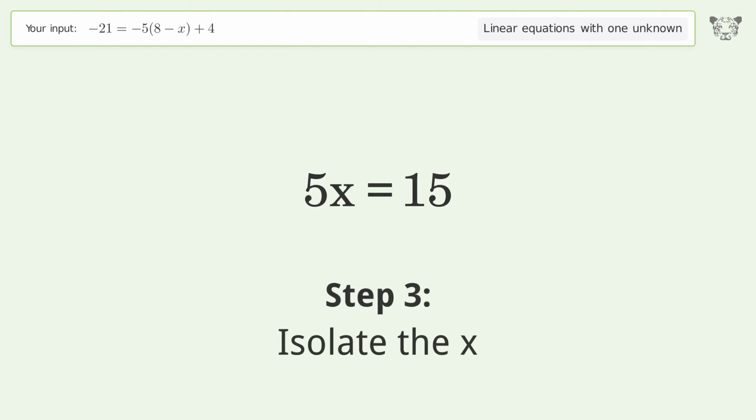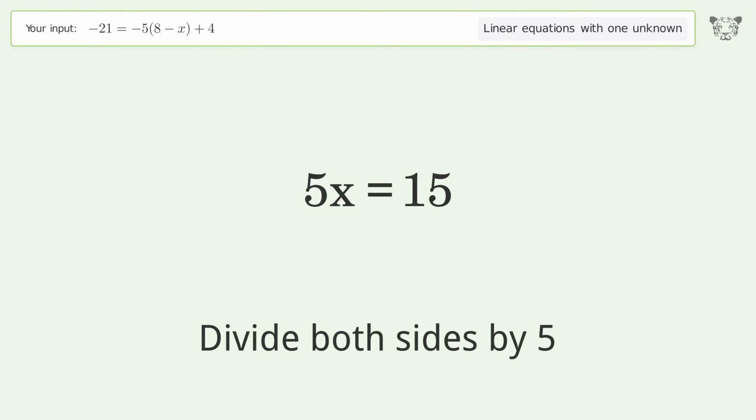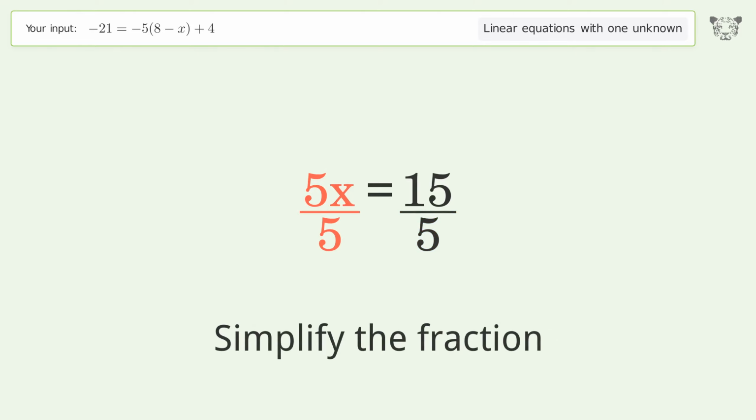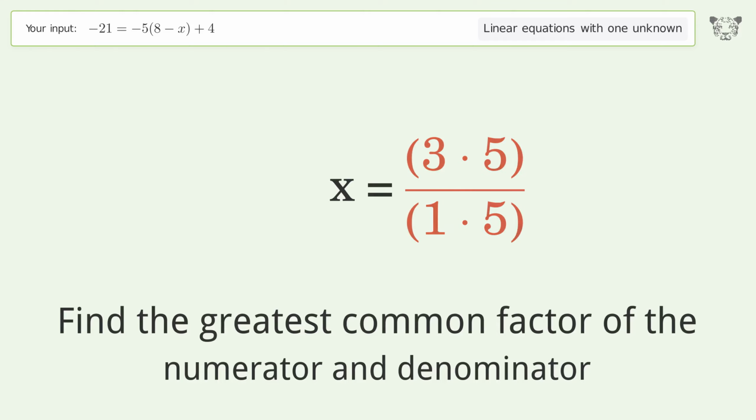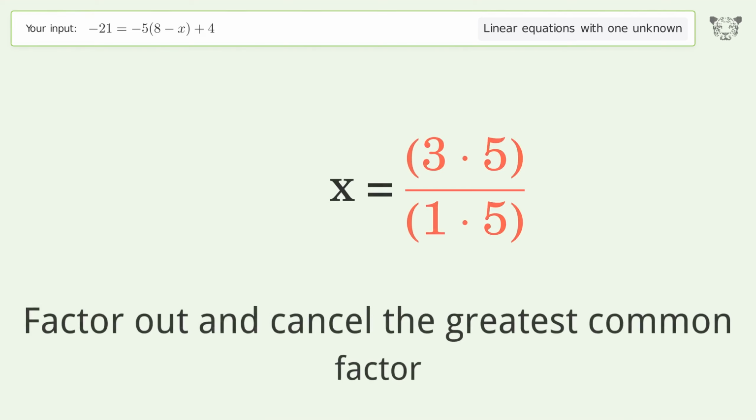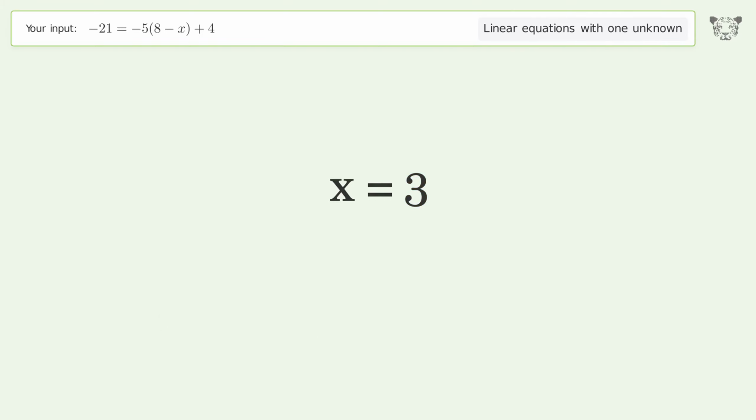Isolate the x. Divide both sides by 5. Simplify the fraction. Find the greatest common factor of the numerator and denominator. Factor out and cancel the greatest common factor. And so the final result is x equals 3.